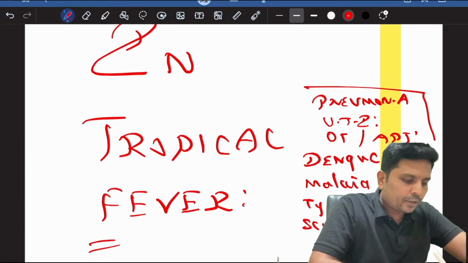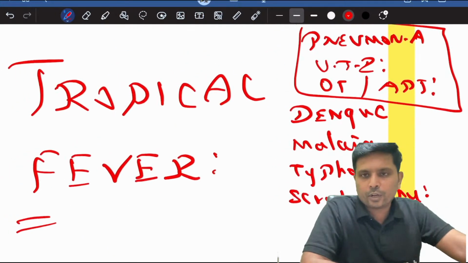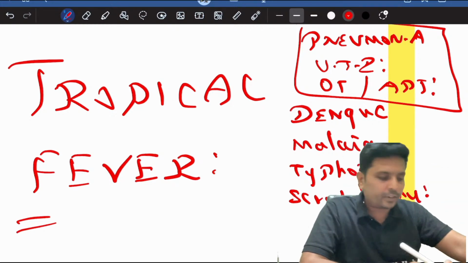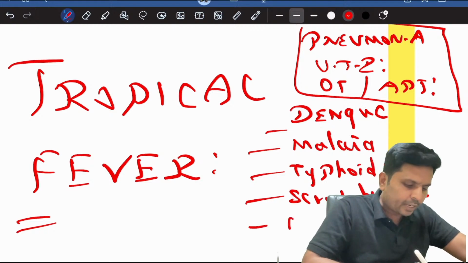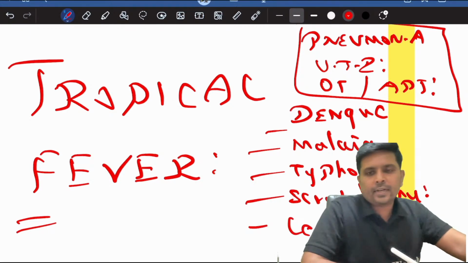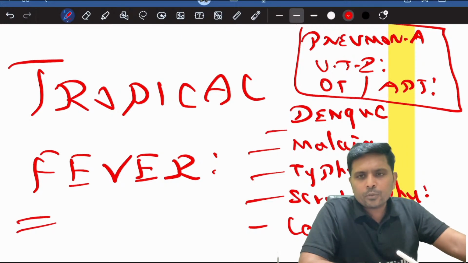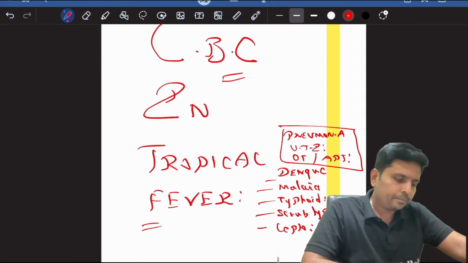Pneumonia, urinary tract infection, otitis media, and acute pharyngotonsillitis are bacterial in etiology, whereas your tropical fevers, dengue, malaria, typhoid, scrub typhus, and you can include leptospirosis, can be viral or bacterial, or due to spirochetes. Majority of them are viral or bacterial.